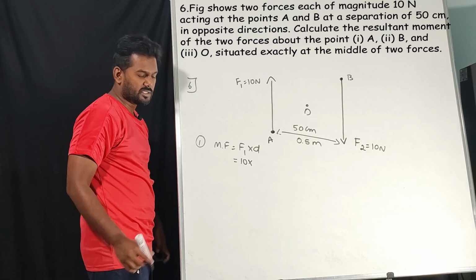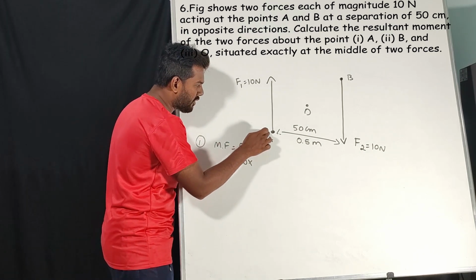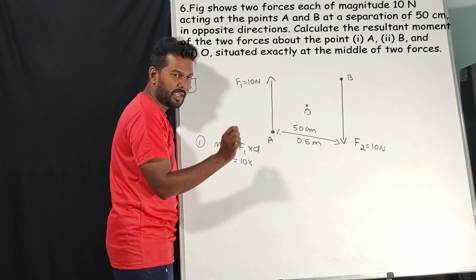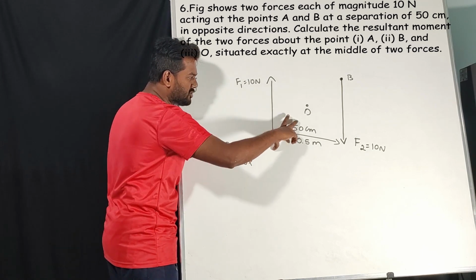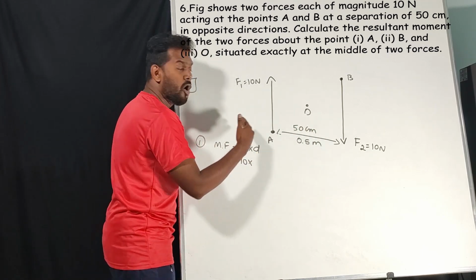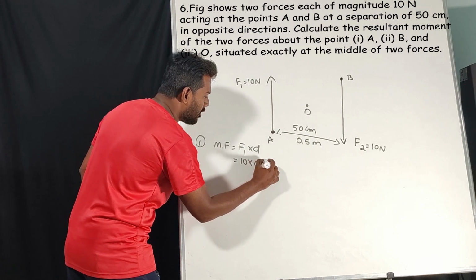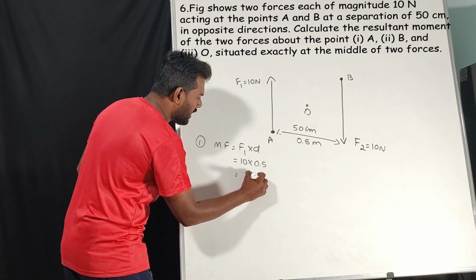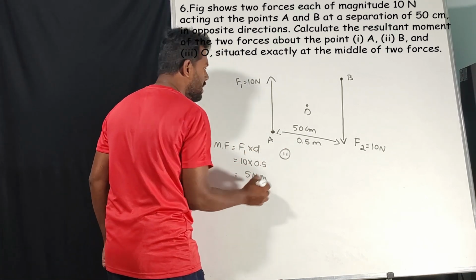Then the perpendicular distance. Here, listen, very much important. They are not talking about from A to O. Moment of force of A about O means you have to talk about these 2 points. Now they are not talking about these 2 points. That means they are talking about the complete distance. So the perpendicular distance will be 0.5 meter. So 10 into 0.5 is 5 Newton meter. That's it.